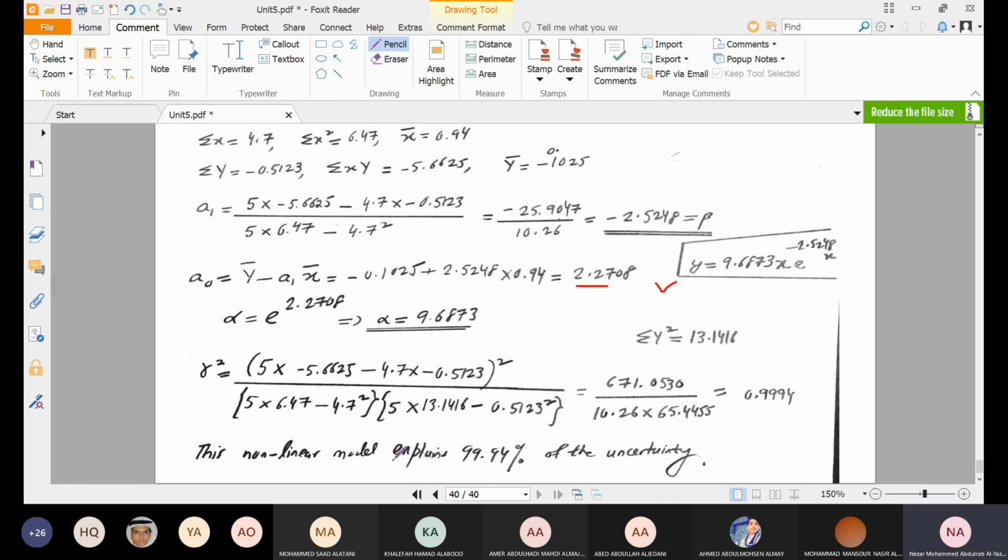And this linear model, you can see, explains 99.94% of the uncertainty that we have, or of the data that we have.